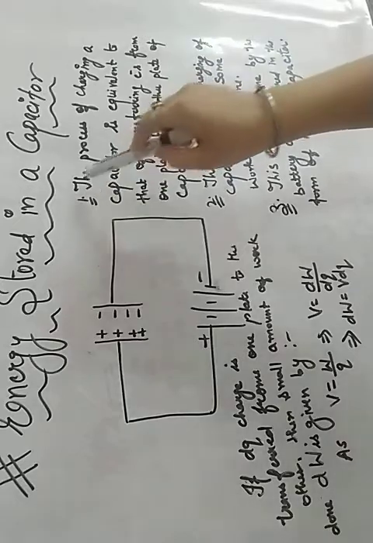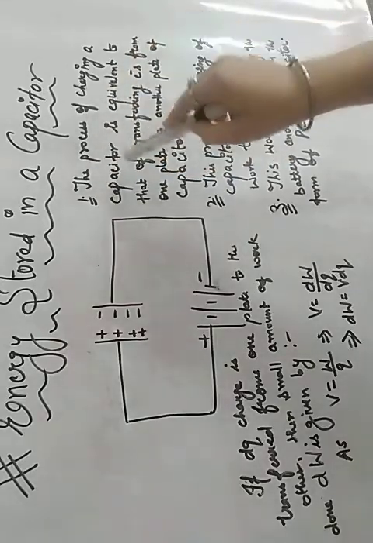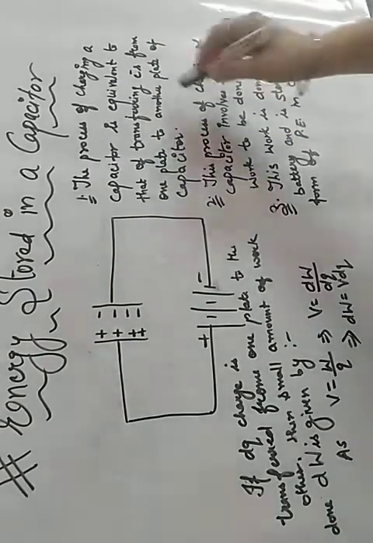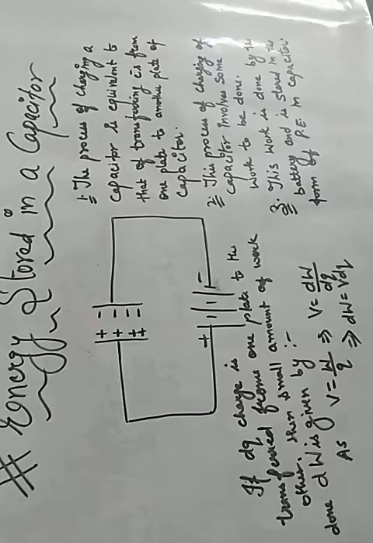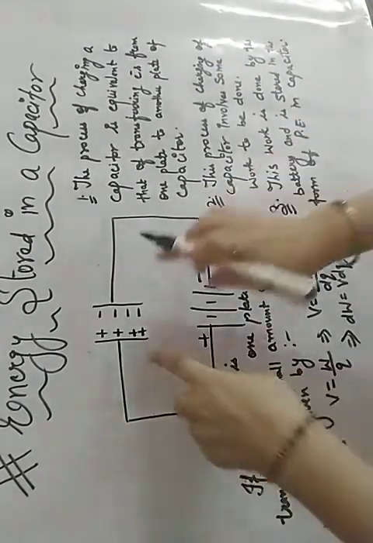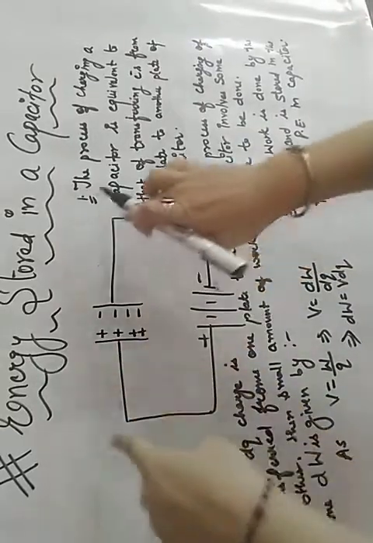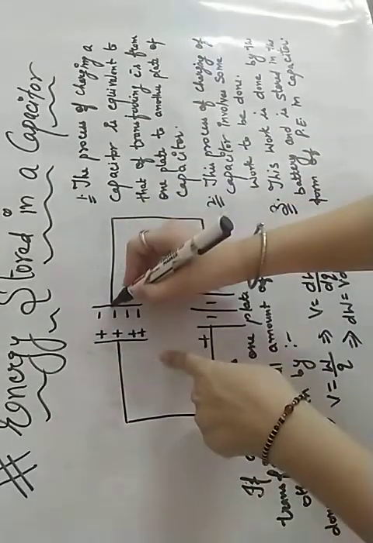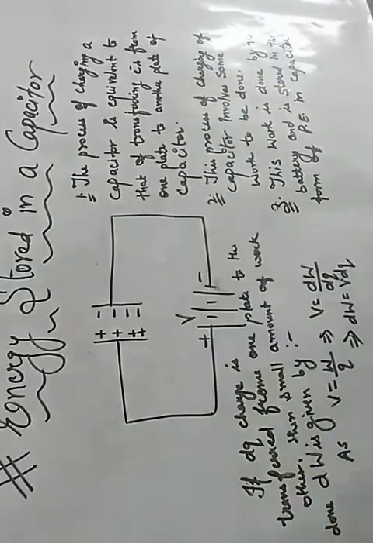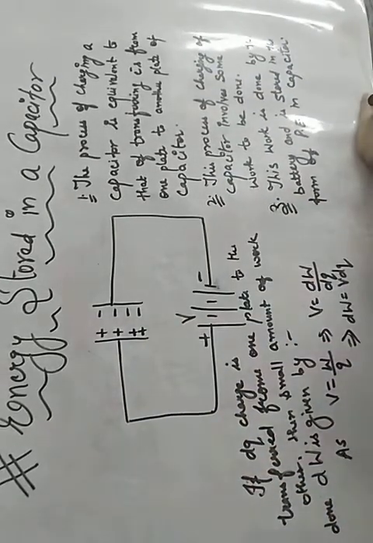The first step is that the process of charging a capacitor is equivalent to transferring electrons from one plate to another plate of the capacitor. See, what does this first point mean? Now, I have arranged a circuit which consists of a parallel plate capacitor, connected with a battery which gives it a voltage.